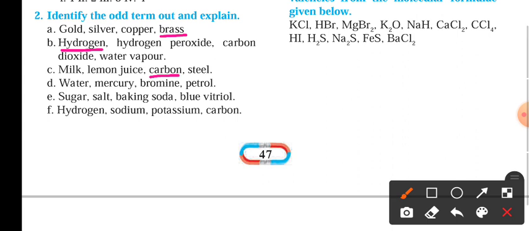Next one, water, mercury, bromine, petrol. So here we will underline, or take out, petrol as the odd term, because petrol is an organic compound and the rest are all inorganic compounds. Next one, sugar, salt, baking soda and blue vitriol. So here sugar is an organic compound, that's why we will keep it as the odd term. Next one, hydrogen, sodium, potassium and carbon. So here we will take out carbon, because carbon is a non-metal, and hydrogen, sodium and potassium are metals.